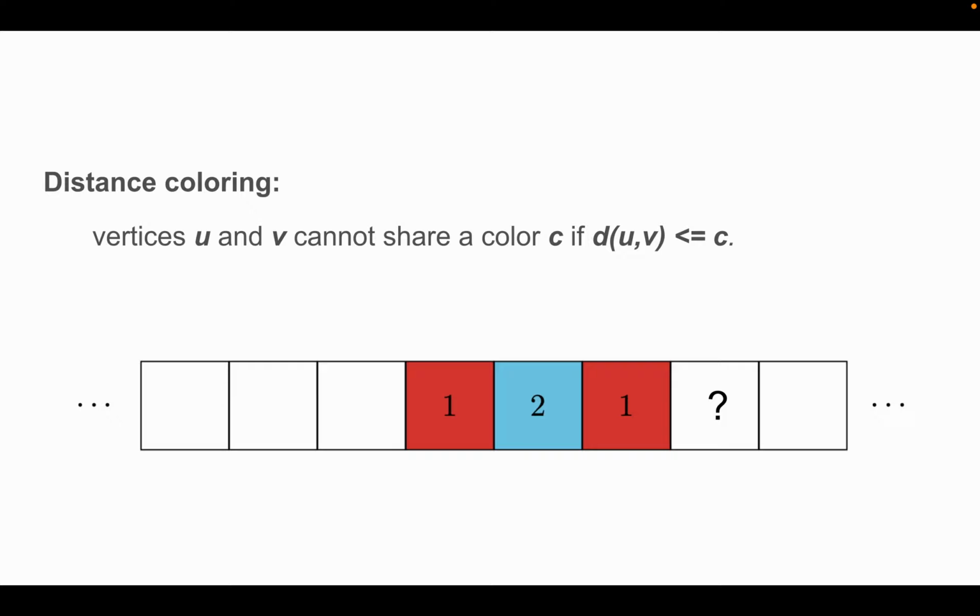In the notion that we introduce of distance coloring, two vertices u and v cannot share a common color c if their distance is at most c. So in this case, the vertex with an interrogation sign cannot get color 2, because it would be at distance 2 from another vertex that gets color 2, and that's forbidden by the condition. Instead, it can get color 3. And by repeating this pattern over and over, we get a 3 distance coloring of the infinite path.